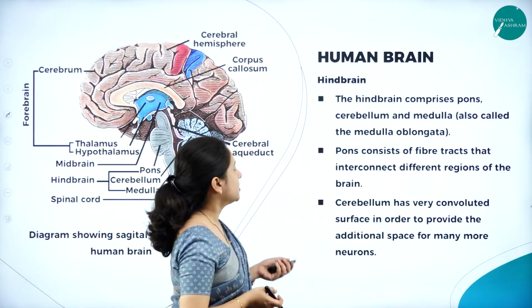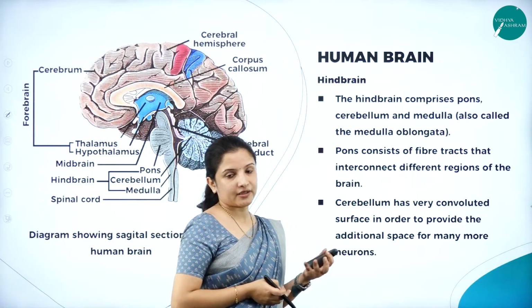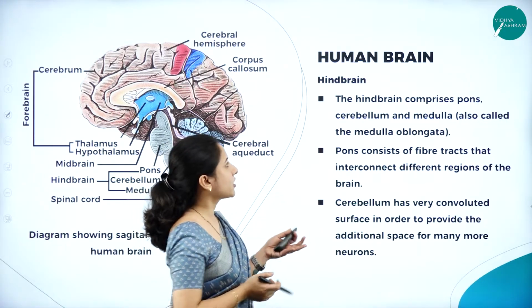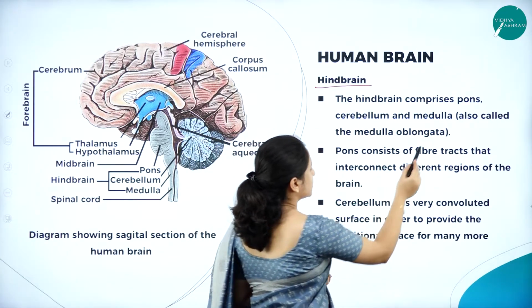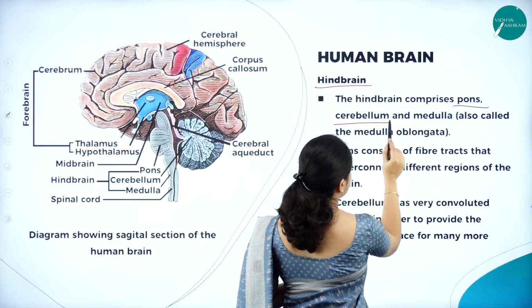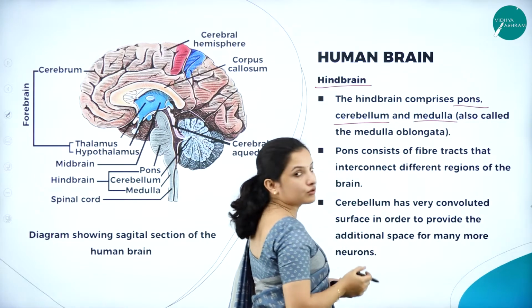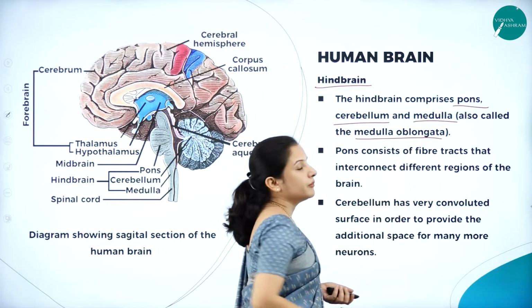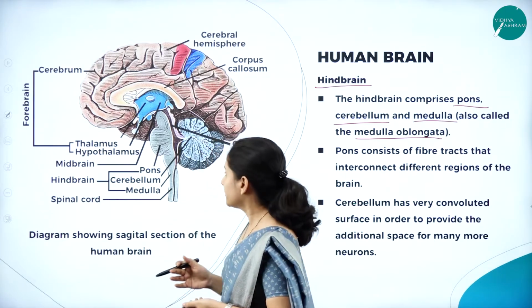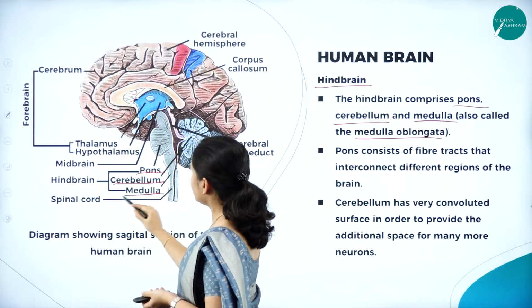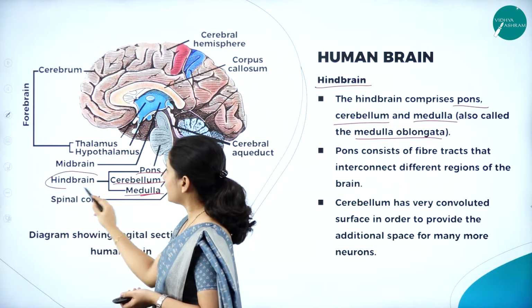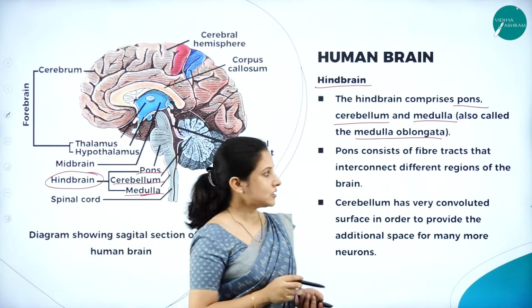Next, moving further, talking about the hindbrain. So that was about the midbrain. Talking about the hindbrain, what is there in the hindbrain? It mainly consists of pons, cerebellum and medulla, which is also called medulla oblongata. Medulla oblongata is one of the important parts of the brain. It consists of pons, cerebellum and the medulla oblongata. Both of these form the part of the hindbrain.